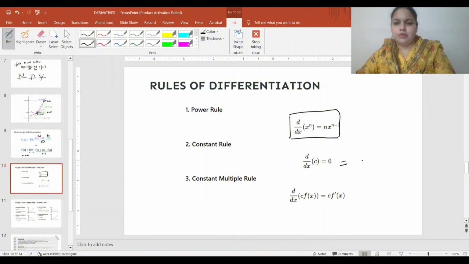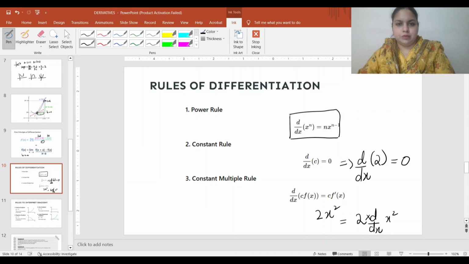Constant rule. What is the constant rule? For example, if you are taking the derivative of any constant number, the answer is always zero. Okay. And what is the constant multiple rule? For example, you need to find the derivative of 2x squared. So what you can do is bring this 2 back and just find the derivative of x squared. And then in the end, you can multiply these two answers: the answer of d upon dx of x squared multiplied by 2.